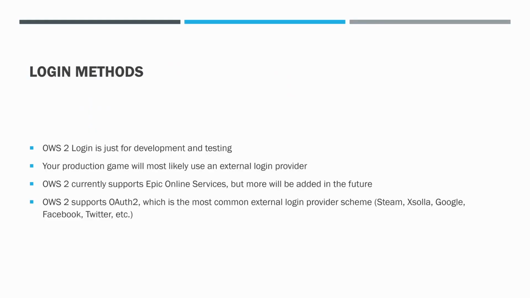First, we need to talk about login methods. OWS 2's built-in login system is just for development and testing. Your production game will most likely use an external login provider. OWS 2 currently supports Epic Online Services, but more will be added in the future. OWS 2 supports OAuth 2, which is the most common external login provider scheme used by Steam, Zola, Google, Facebook, Twitter, and many, many more.